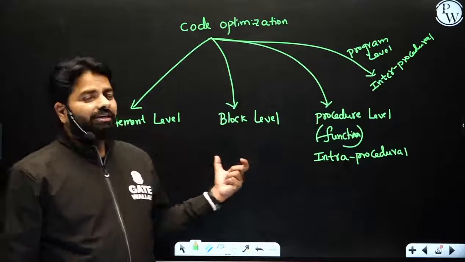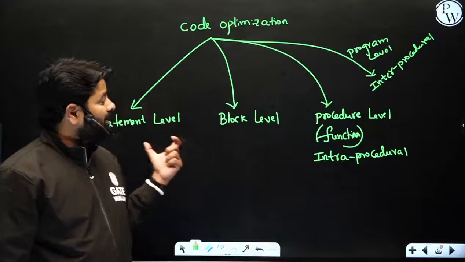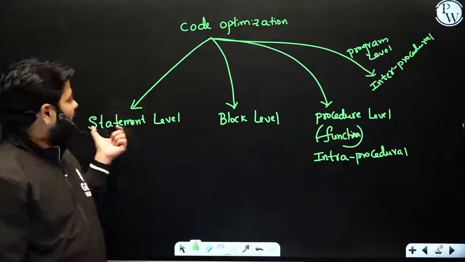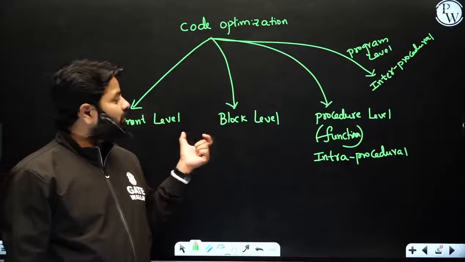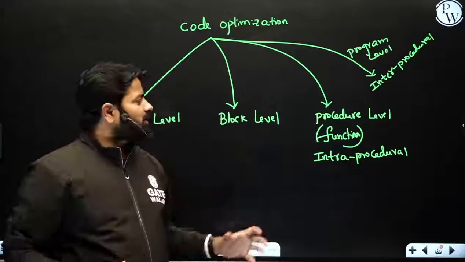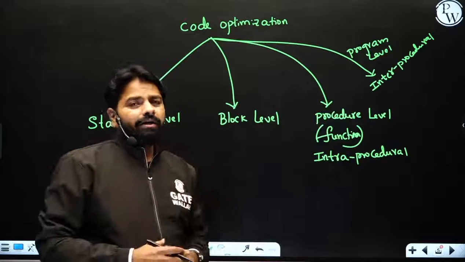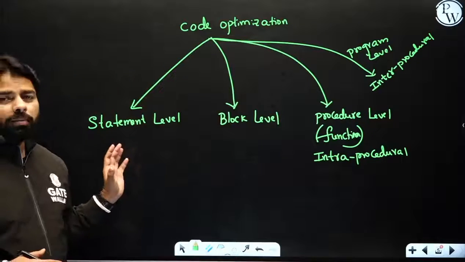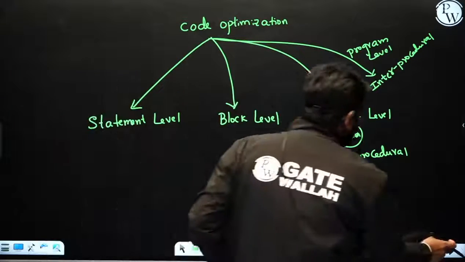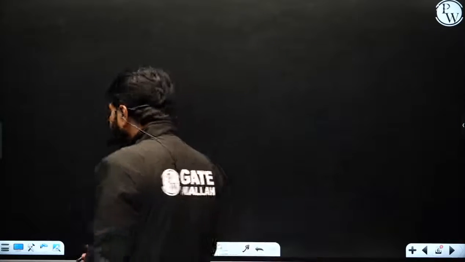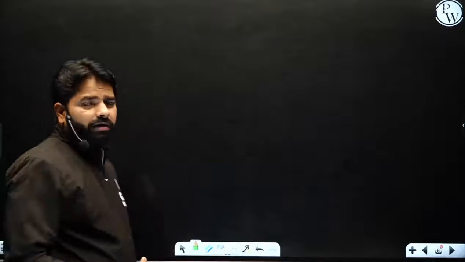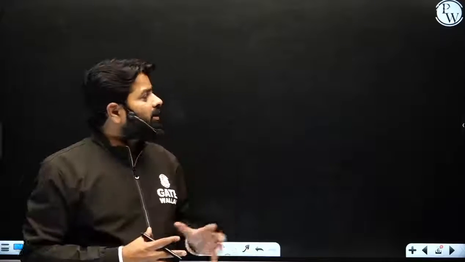Various code optimization techniques can be applied at different levels. As I told you, you can apply to only a single statement, or to a set of statements, or to a whole function, or to a whole program. So these are very interesting code optimization techniques, but we are going to look at what techniques will be used in general, locally or globally. Some are applied locally and some are applied globally.